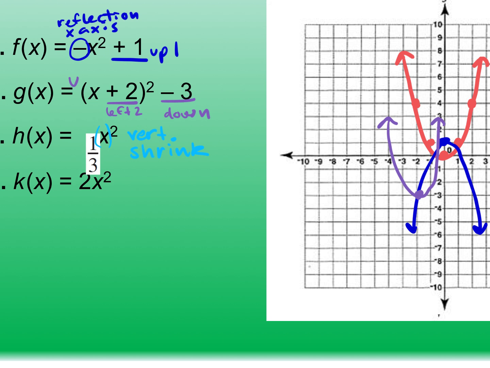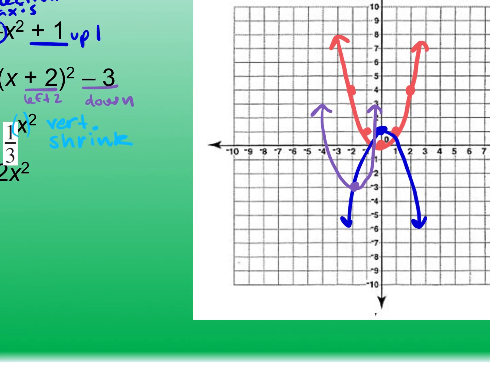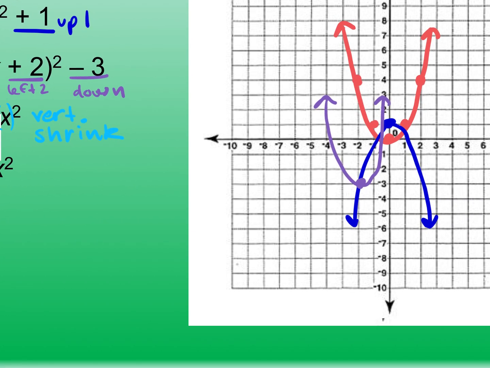If you want to plug in points to get more of an idea of how wide this is going to be, let's do it. Our vertex stays at (0, 0). When I plug in 1 for x, what's the y? 1/3. When I plug in 2, 2 squared would be 4 times 1/3 is 4/3, or 1 1/3. So our graph would look like this. It'd go a little bit wider than that original parent function.